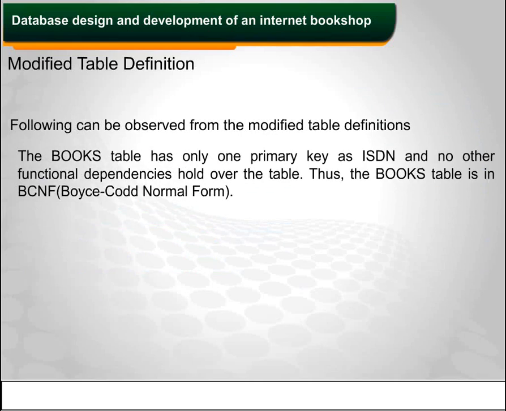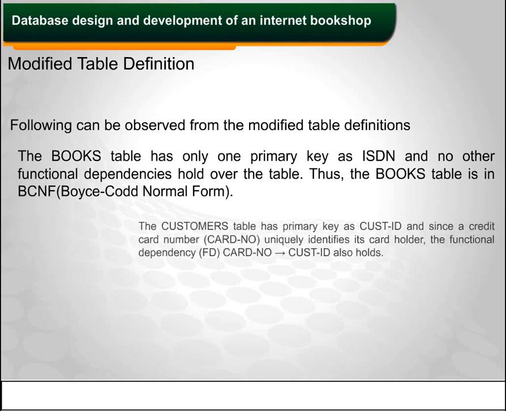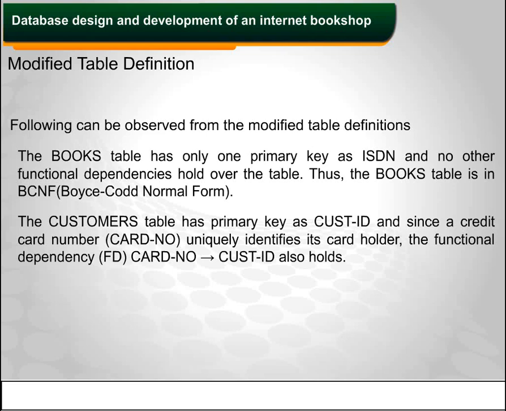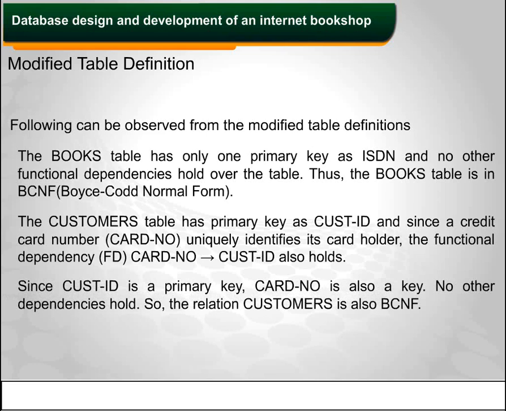The books table has only one primary key, ISBN, and no other functional dependencies hold over the table. Thus, the books table is in BCNF, Boyce-Codd normal form. The customers table has primary key cust ID, and since a credit card number uniquely identifies its cardholder, the functional dependency FD card number to cust ID also holds. Since cust ID is a primary key, card number is also a key. No other dependencies hold, so the relation customers is also BCNF.